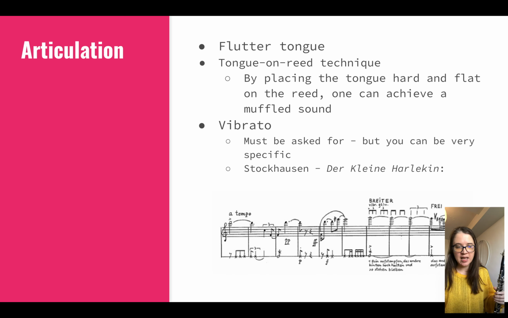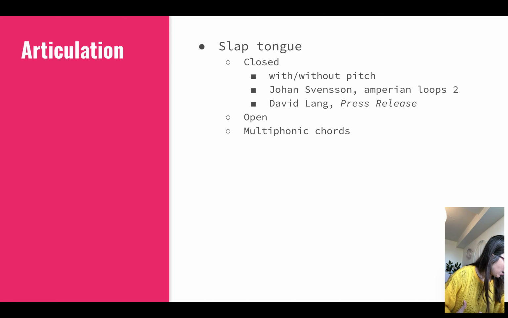And then finally, slap tongue. For slap tongue, I make a slap tonguing sound by putting the tongue on the reed and then releasing it, and it pulls back, snaps against the mouthpiece, and this creates a kind of vacuum release sound, I guess.